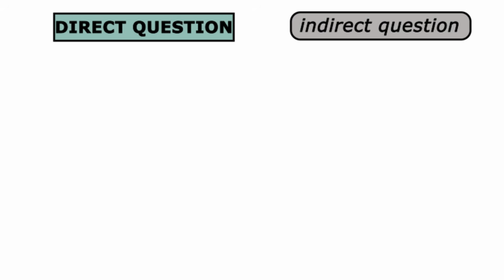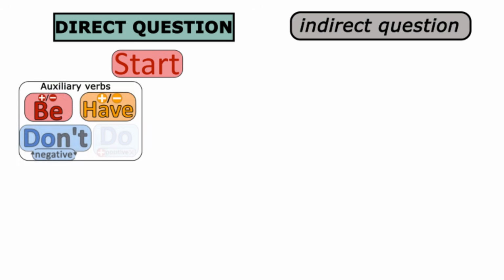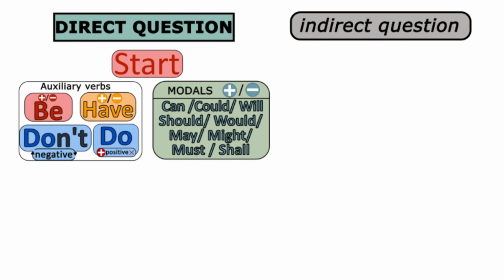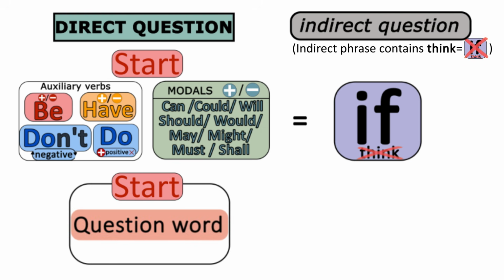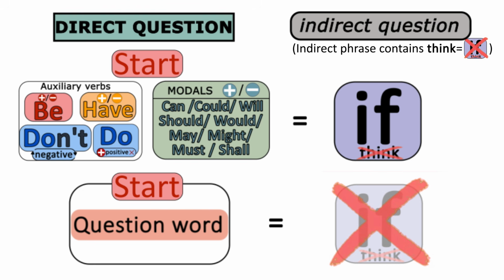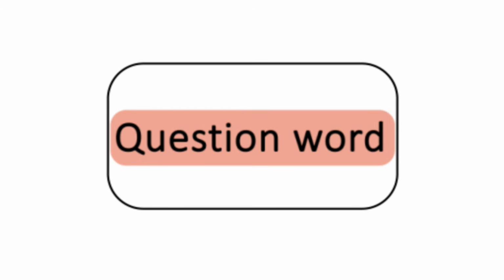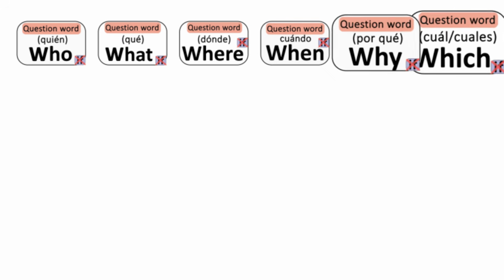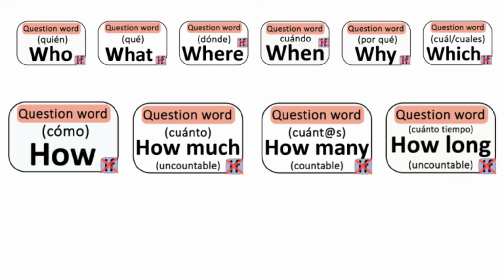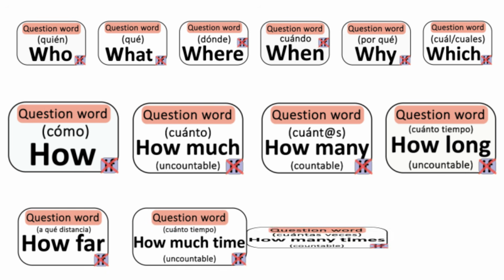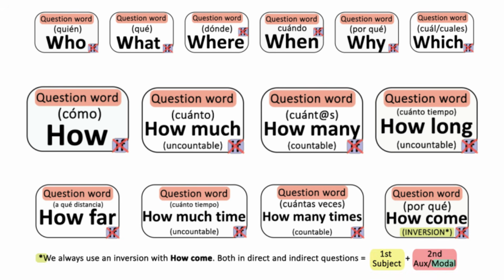if. So in conclusion, if we start a direct question with an auxiliary verb or a modal, the indirect question will contain if. And if we start a direct question with a question word, the indirect question has no if. And there are many different question words that we can use. Who, what, where, when, why, which, how much, how many, how long, how far, how much time, how many times, and how come. So let's look at some examples with direct questions starting with question words.